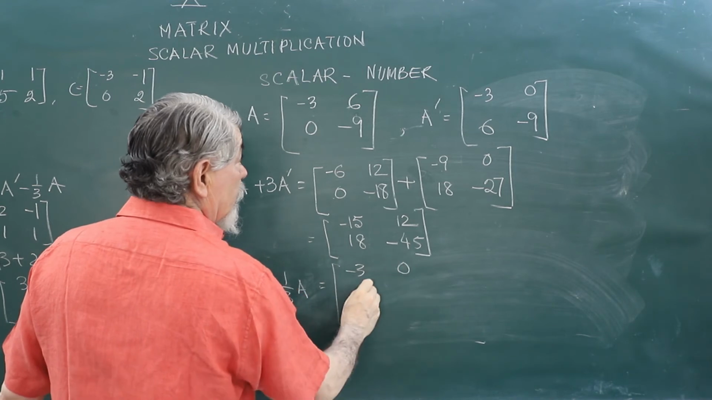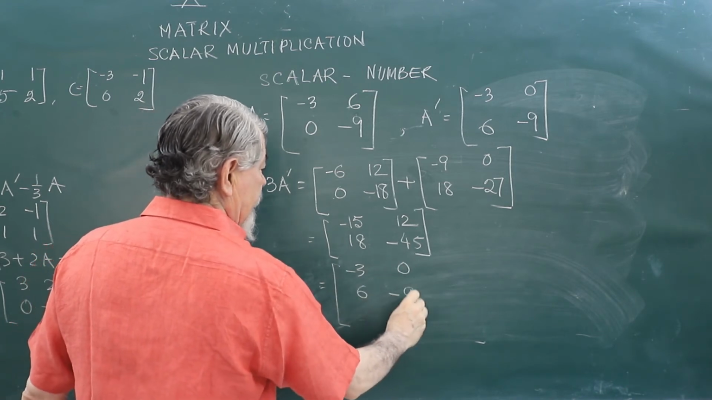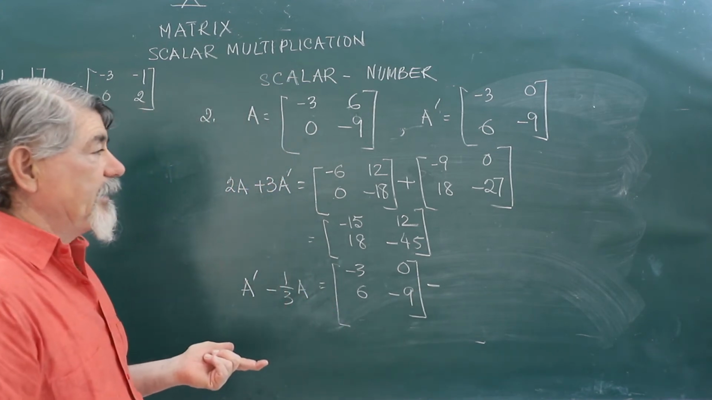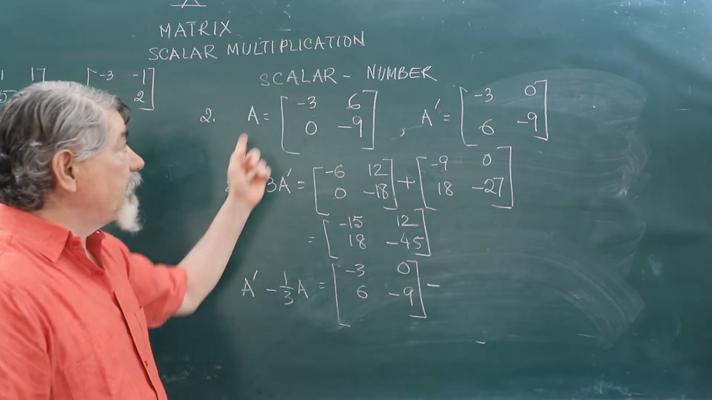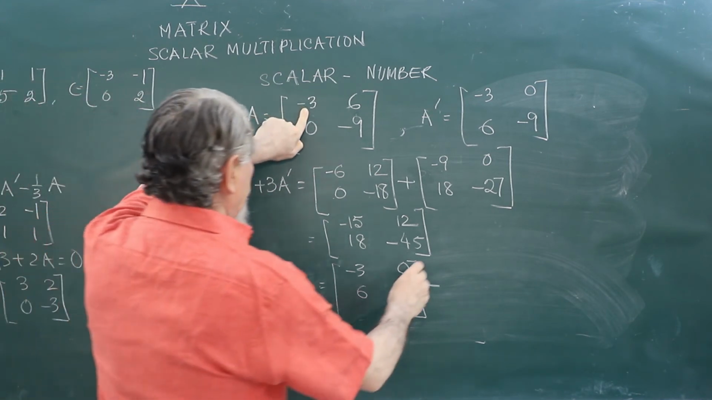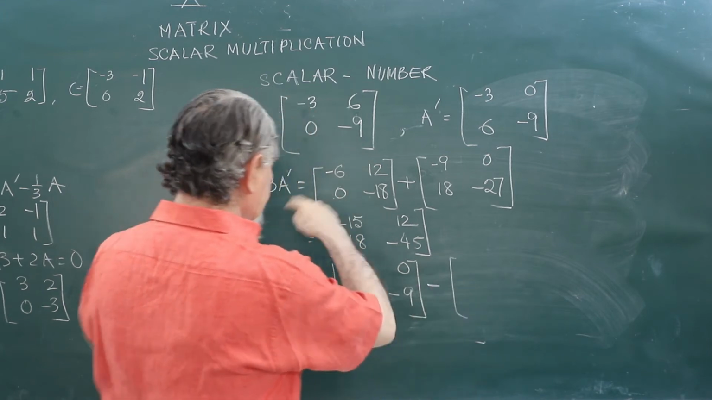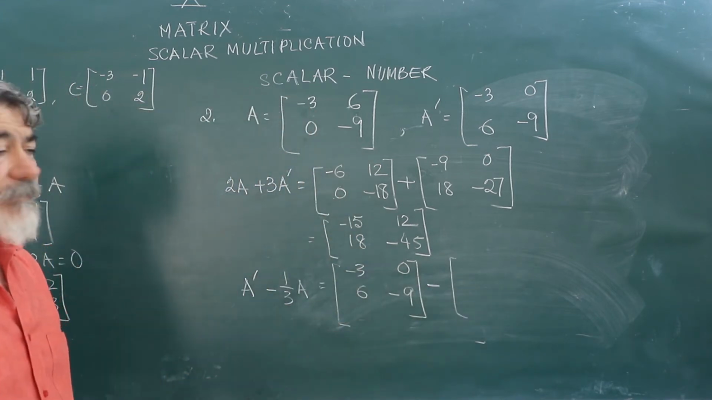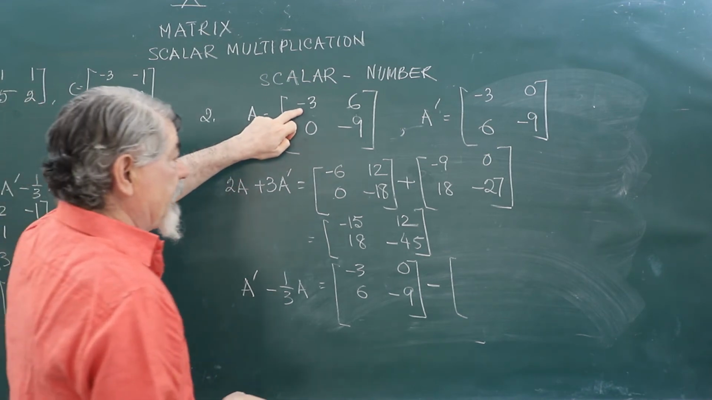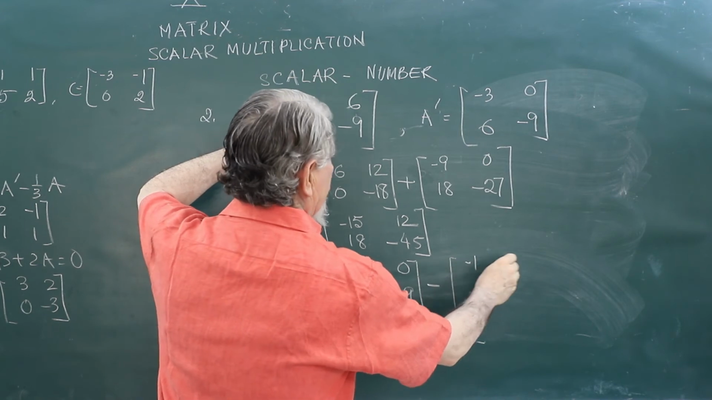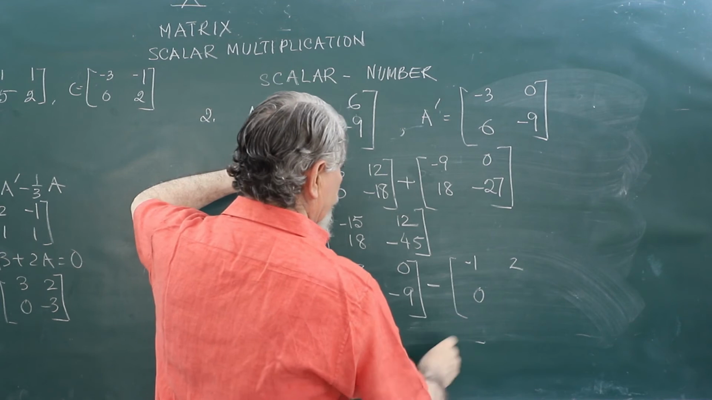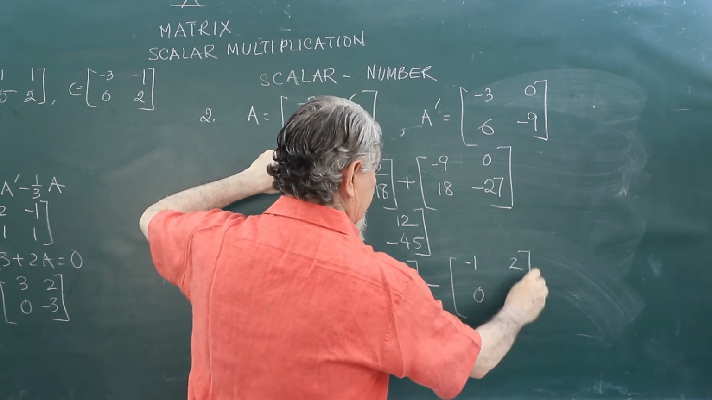What is A dash? A dash is minus 3, 0, 6, minus 9. Minus 1 upon 3 into A. That means 1 upon 3 will multiply each element of the matrix A. So that means each element of the matrix A will be divided by 3. 1 upon 3 means multiply by 1 by 3 or divide by 3. So when I divide it by 3, it will come 1, it will come 2, 3 2s are 6. 0 divided by 3 will give you 0 and 3 3s are 9.